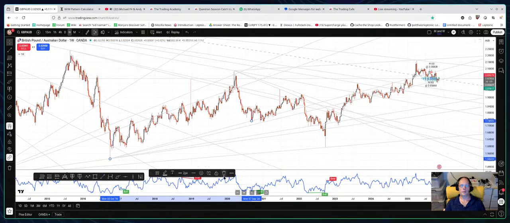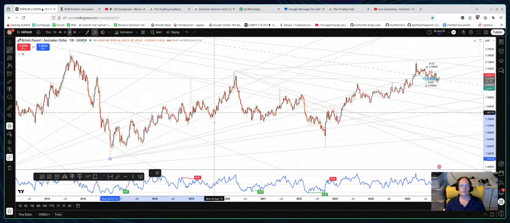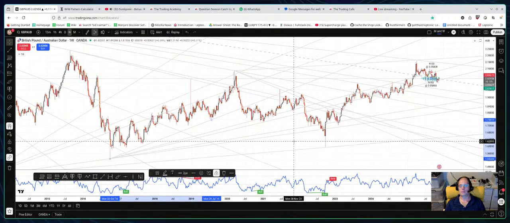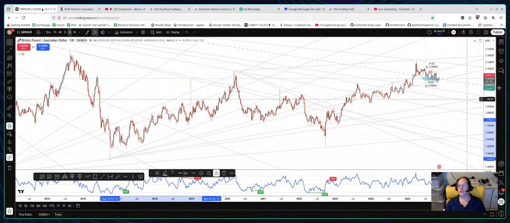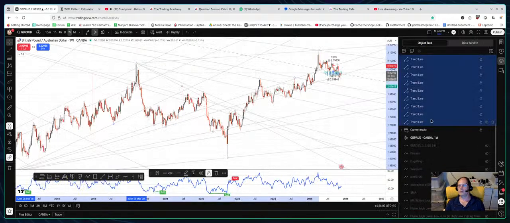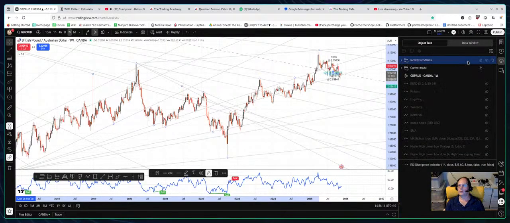That one go there. Do I need one there? Yes. Because even if I hit here, price might actually get up there one day. Cool. That seems like enough weekly necklines. Let's stick them all in a group. Weekly trend lines, weekly necklines, and they're already locked, so that's good.